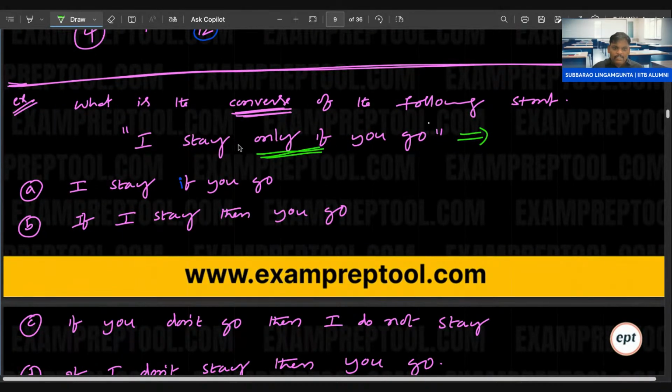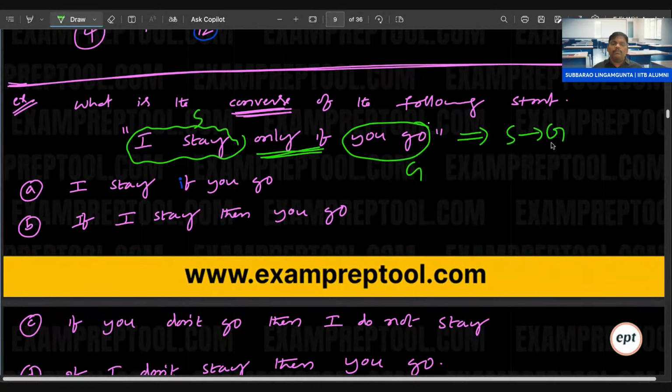So I stay. Assume that I stay is S, yes. Only if you go. Assume that it is G. So this is going to be S implies G. Only if. Important thing here is only if.